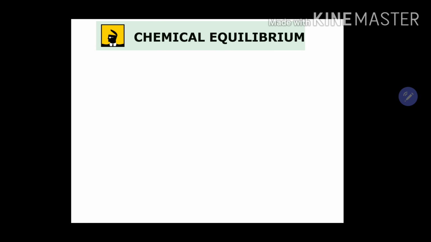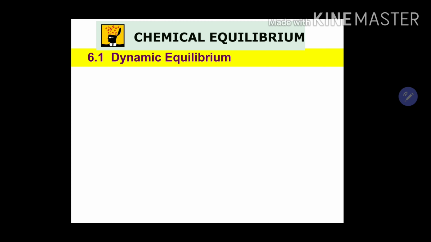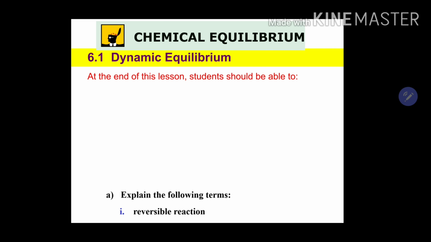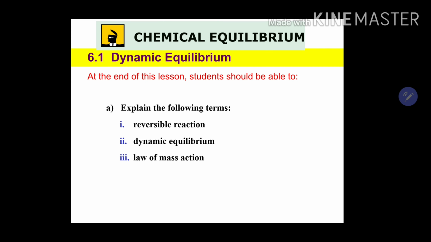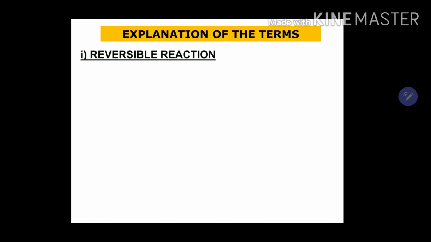Okay, we start with dynamic equilibrium. So at the end of this lesson, you should be able to explain the following terms: reversible reaction, dynamic equilibrium, and law of mass action. The first term is reversible reaction.